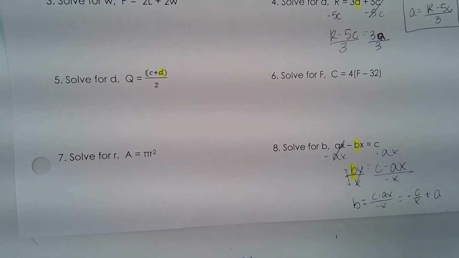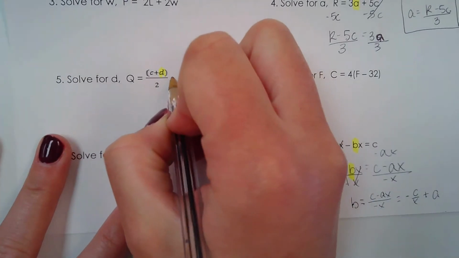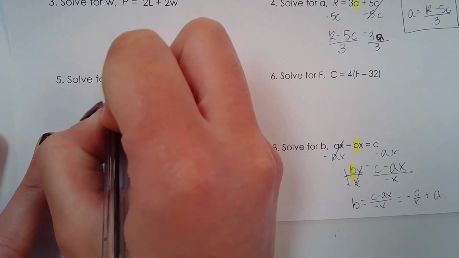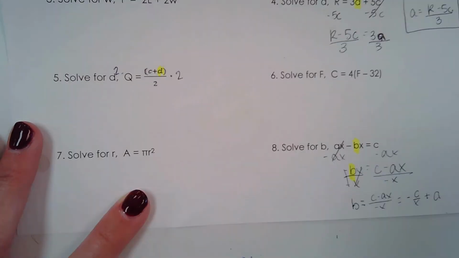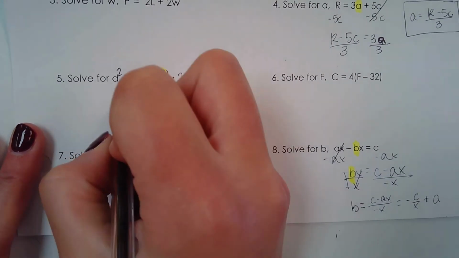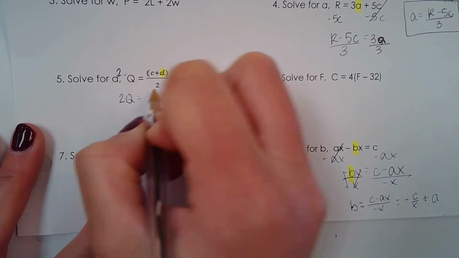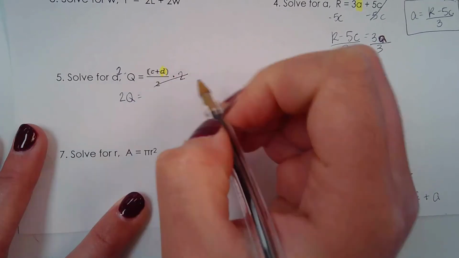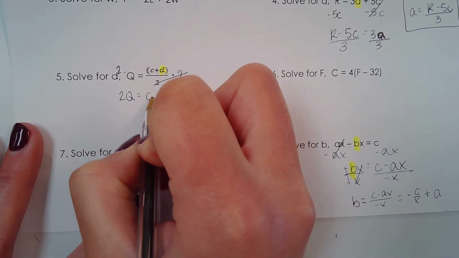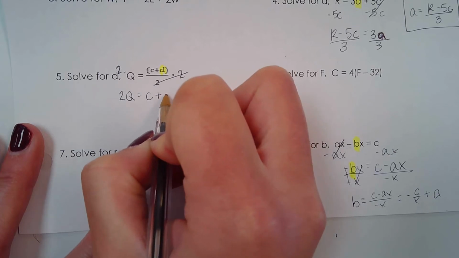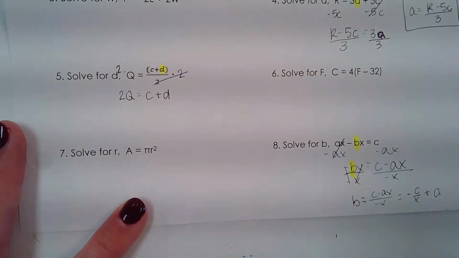So if you've got a big fraction, how do we get rid of it? You gotta multiply by the number in our denominator. So what's in our denominator? 2. So we're multiplying both sides by what? So 2 times q, what is that? 2q. And then over here, those 2's cancel. What drops down? C plus d.